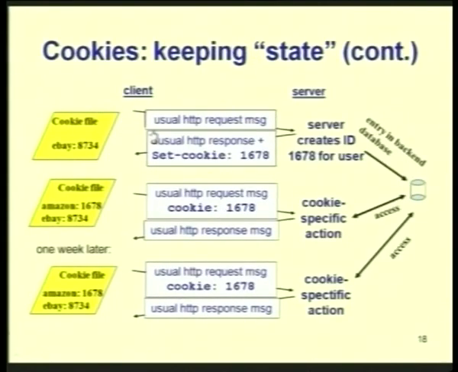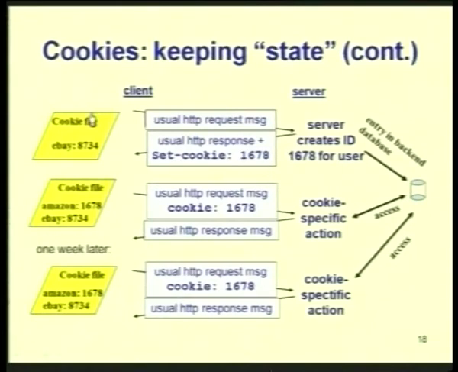So, you can see what is happening here. The client is sending a usual HTTP request message, but what the server does is create an ID for this user and make an entry in the backend database. Say for instance, it creates an ID called 1678 for this user. In the response message, it sends the usual HTTP response, plus a new header line which says set cookie, and it specifies this ID which has been created, 1678. This is the cookie number.